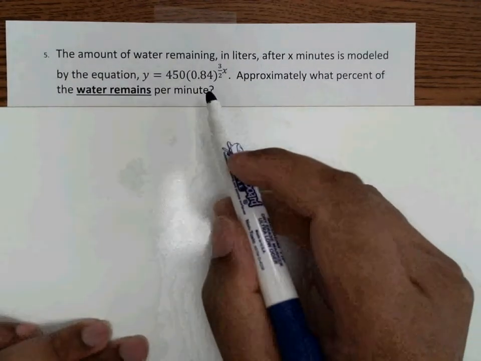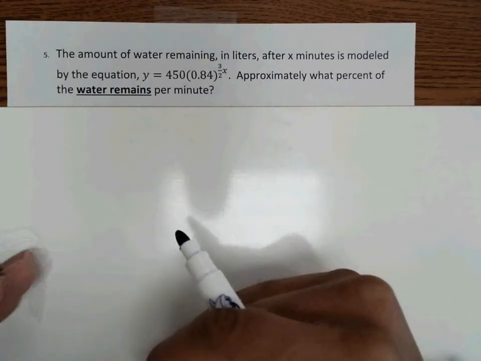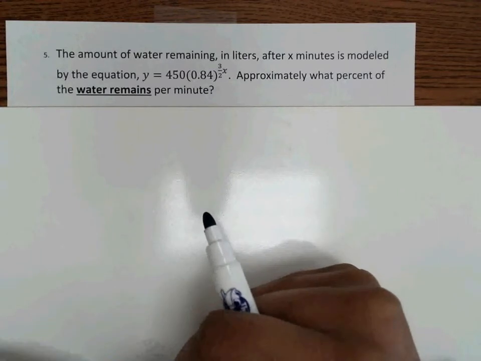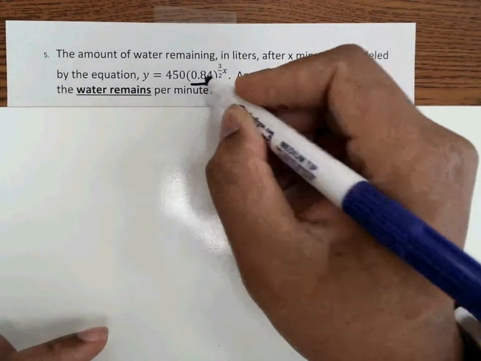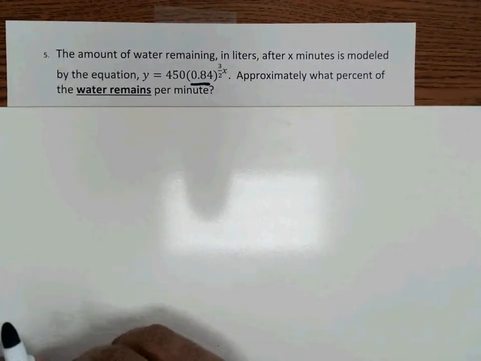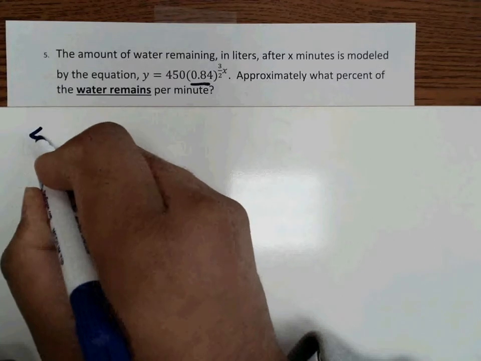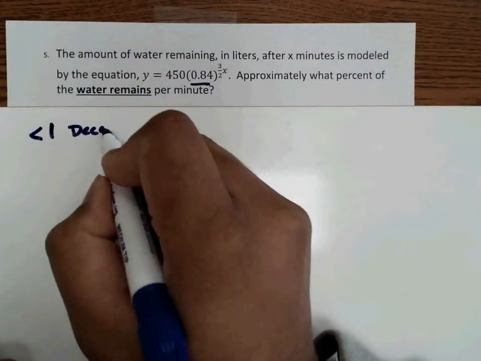So first thing we have to determine is, is this exponential growth or is it decay? And how do we figure that out? That is correct. We have to look at the number inside the parentheses. When we look at that number, we can see that it is less than 1, and remember, if it's less than 1, then it is exponential decay.